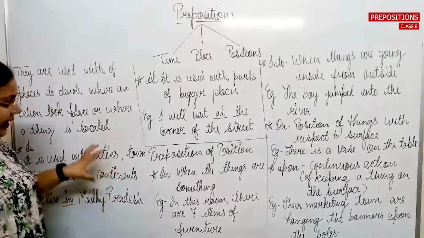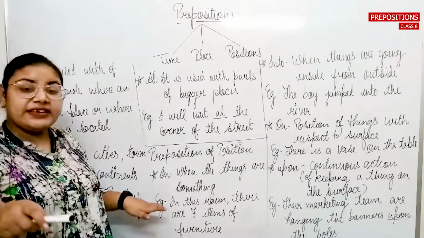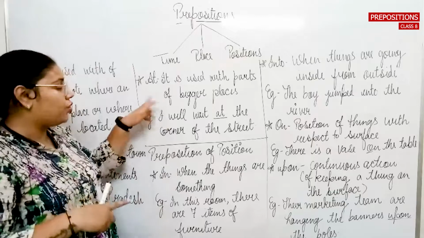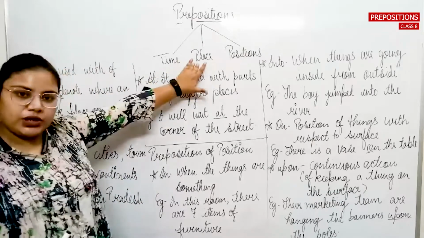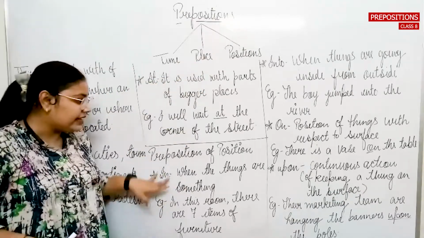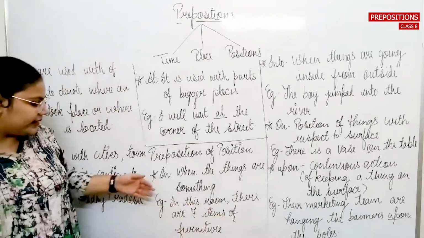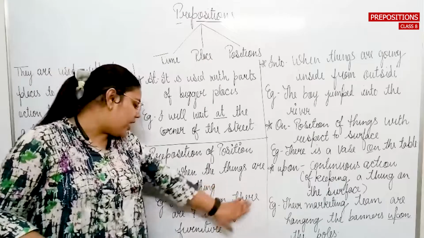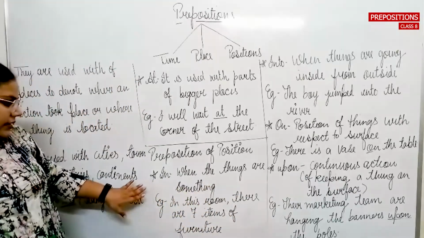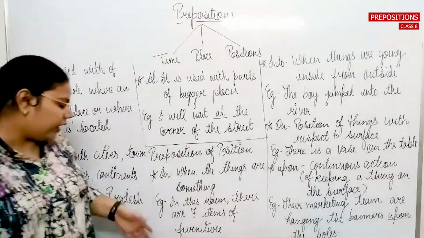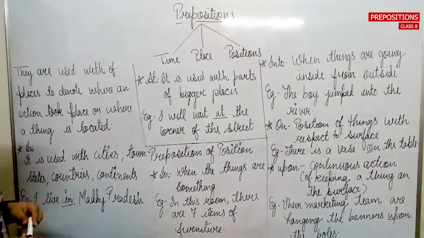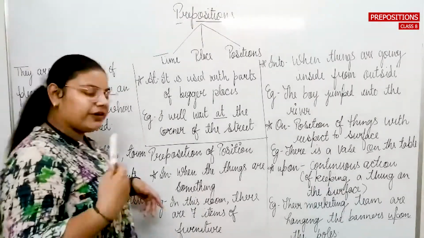Here again we have in. Yes, we had in for time, and now we have in for place, and now we need to talk about in as the position of that particular action. So let us read. When the things are something. In this room there are 7 items of furniture.